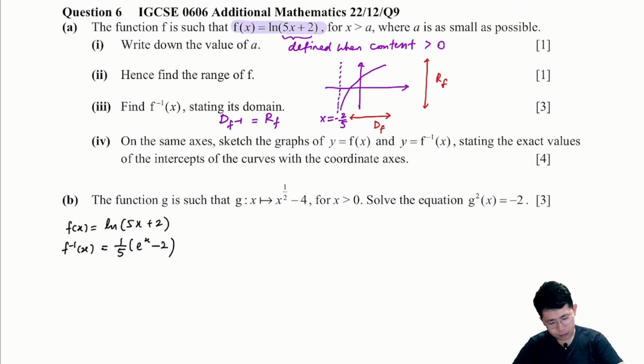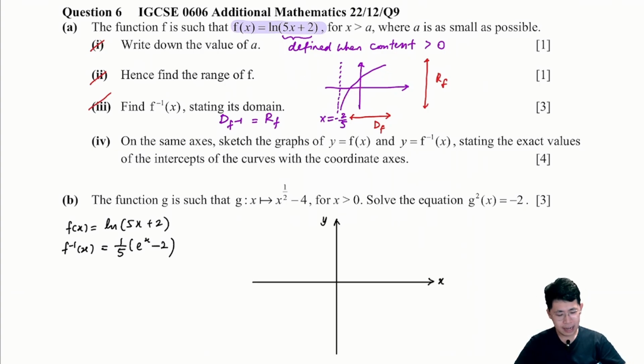Okay, so now that we've done with part 1, 2, and 3, we're going to continue on with part 4. So on the same set of axes, we are going to sketch the graph of f and f inverse, stating the exact values of the intercepts of the curve with the coordinate axes. So roughly we got a rough sketch over here already. Okay, so what we're going to do is we're going to draw y equals x, and we're going to draw the reflection from there. Okay, so getting the axes ready.